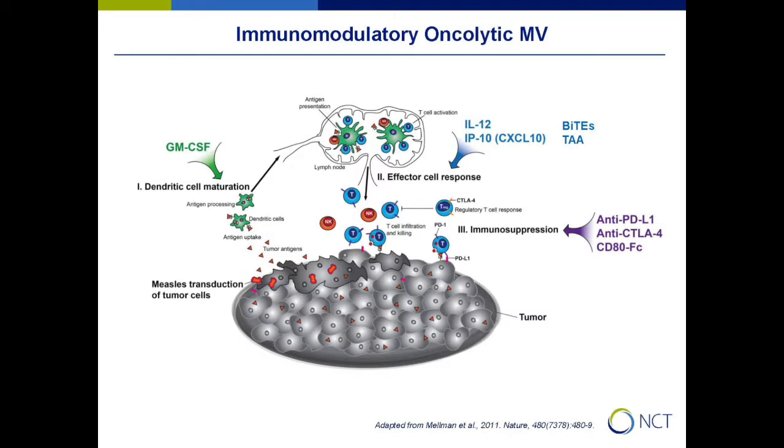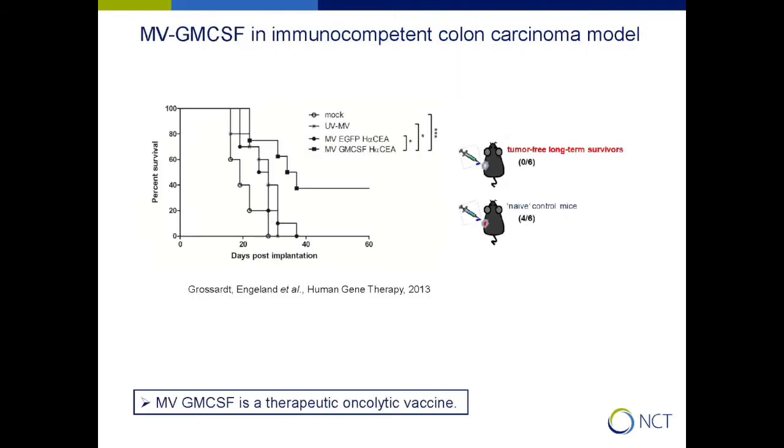in the virus. Our first study on immunomodulatory measles virus was with viruses encoding GM-CSF, and we studied these viruses in the MC38 immunocompetent colon carcinoma model. What we observed here when we compared mock treatment with UV inactivated measles virus to a GFP encoding virus or the GM-CSF encoding virus is that the virus alone led to a delay in tumor progression. We only saw complete tumor responses in those mice treated with the GM-CSF encoding virus.